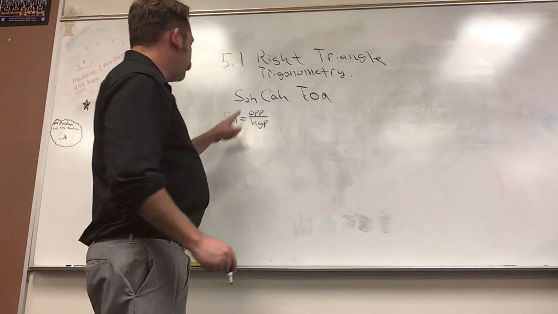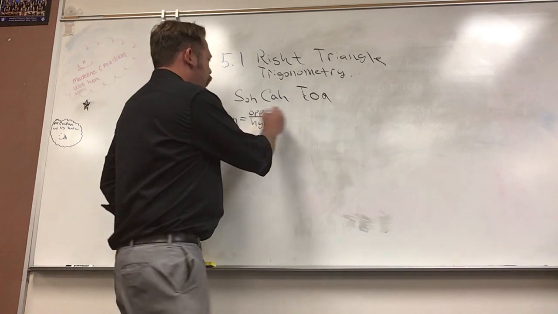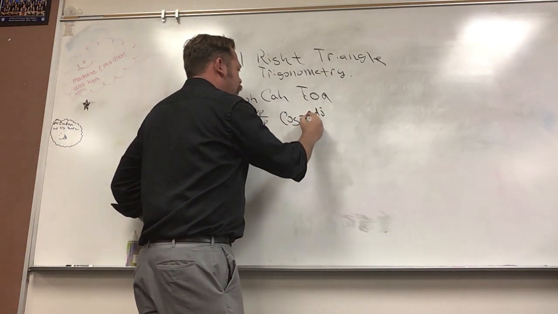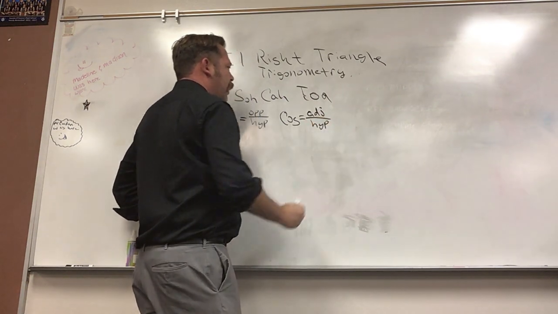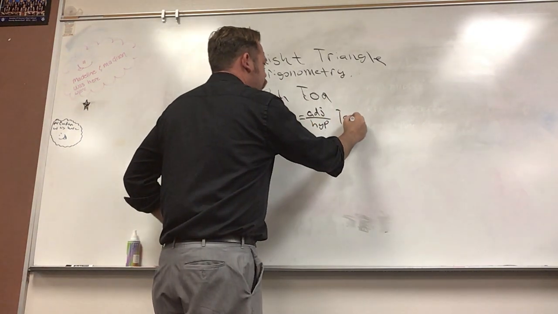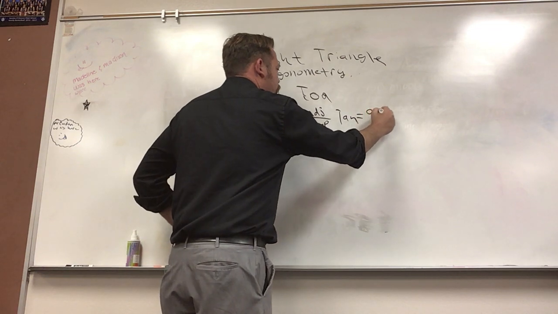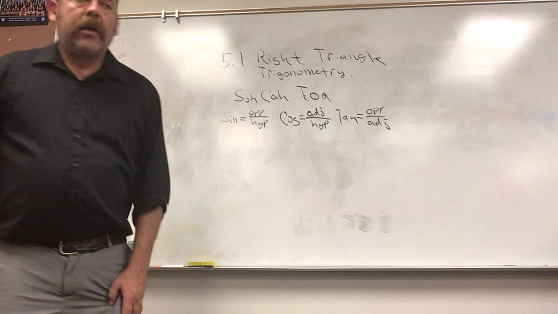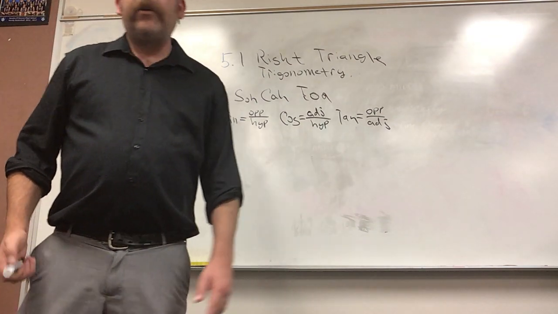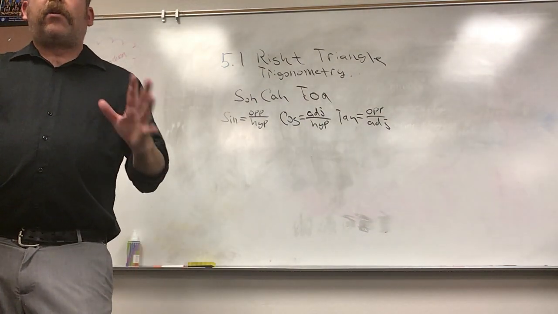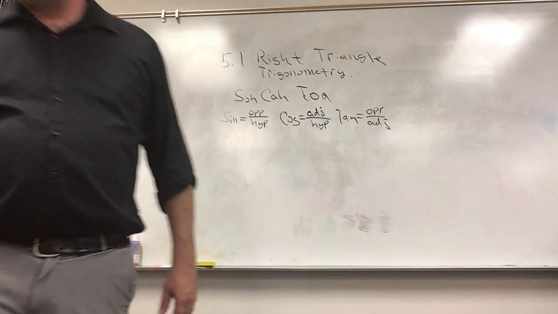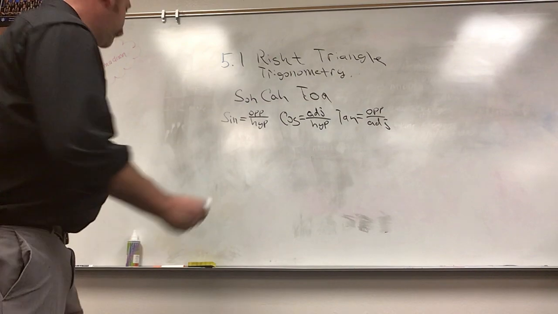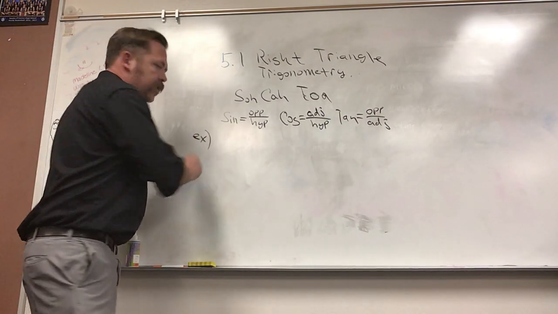All right, so we have sine equals opposite over hypotenuse, cosine equals adjacent over hypotenuse, and tangent equals opposite over adjacent. Okay? And we can use this to solve missing parts of triangles. All right, let's try one. Let's try this one from the book.